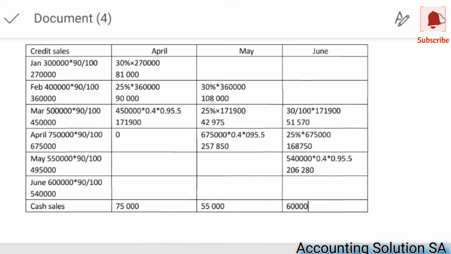Okay, so these are not totals, guys. You also have to open a column for total. Then you add everything. You have to make sure that you add a column for total so that you can get the method mark.